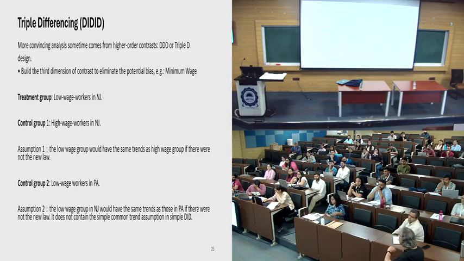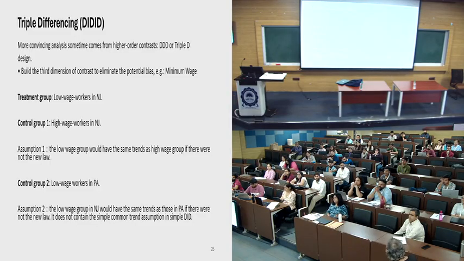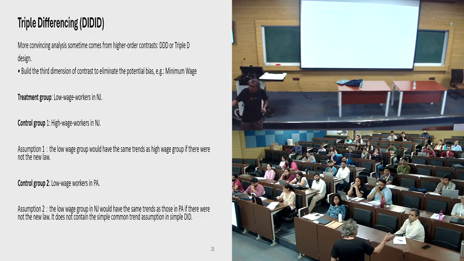Treatment group is what? Low wage workers in New Jersey. Control group 1, I have two different control groups: high wage workers in New Jersey. What are the assumptions? The low wage group would have the same trend as the high wage group if there were not the new law. Note, the new law affects only those who get the minimum wage, right? There was nothing in terms of policies for the high wage workers in New Jersey.